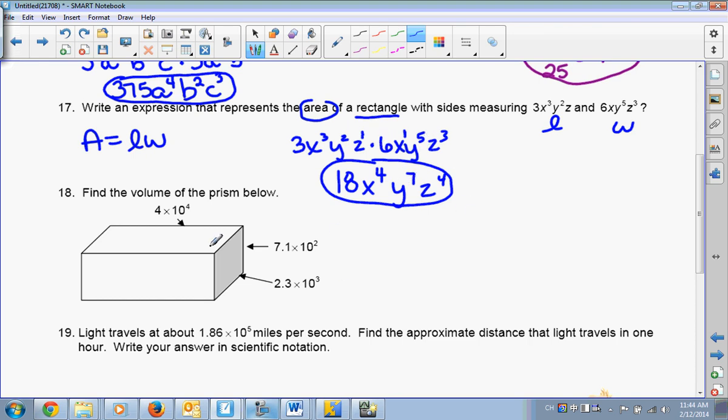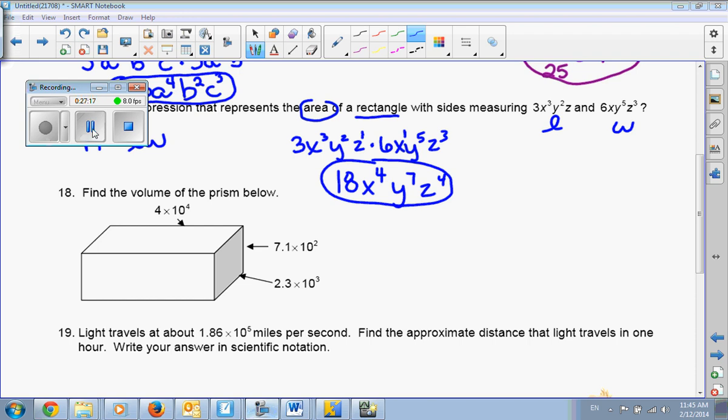Okay, so the rest of these, I'll talk about, same rules apply with, this is actually, what is this called? These kind of numbers. Scientific notation. I'm going to talk about these tomorrow since we're running out of time. Okay? So we're going to end it here.